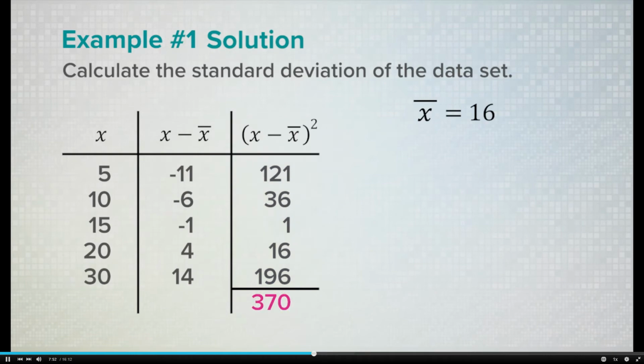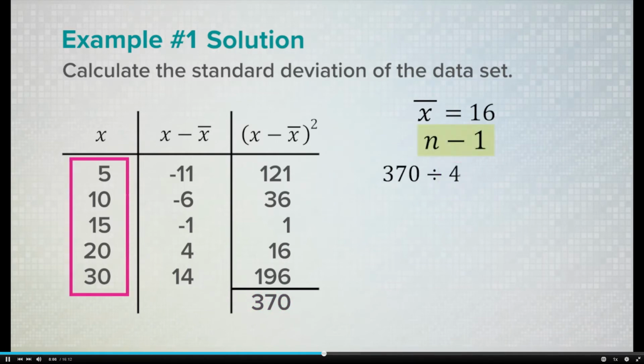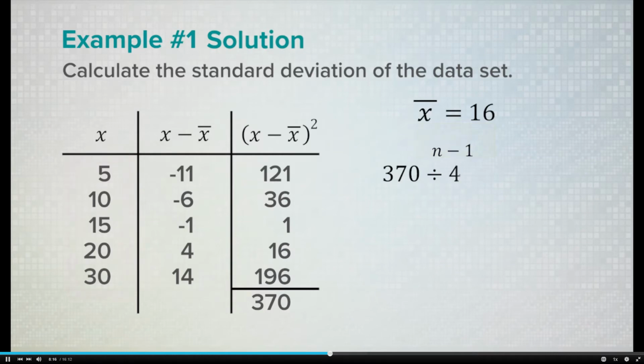370. And usually, we would divide by the total number of data points. But we're assuming that this is a sample. And whenever we're finding the standard deviation of a sample, we'll divide by 4 in this case, which is the number of data points minus 1. Always divide by how many data points there are minus 1. If we do that, we get 92.5.